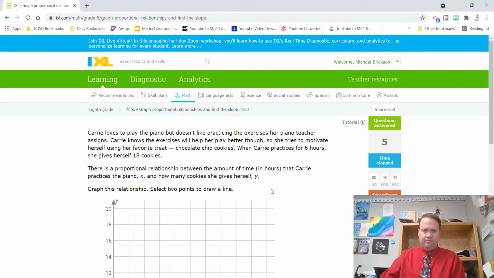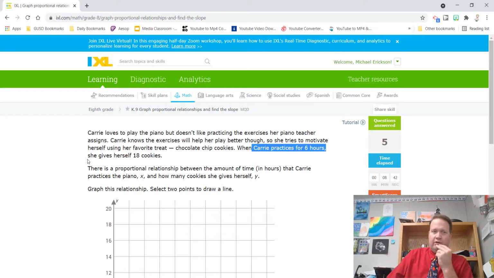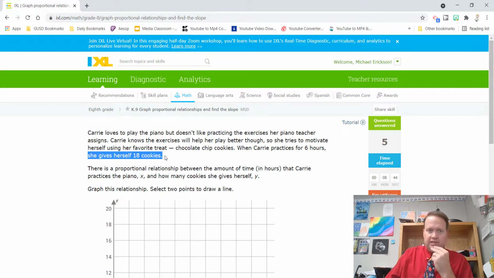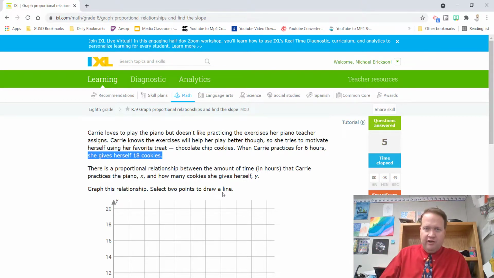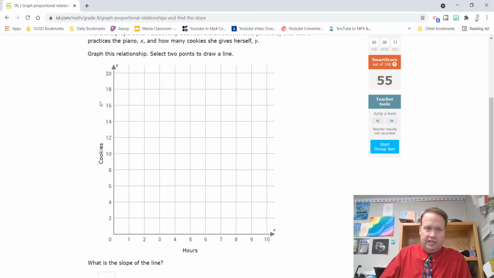I'm going to do one more. When Carrie practices for 6 hours, apparently she likes to eat cookies. So when she practices for 6 hours, she gives herself 18 cookies. So we're going to go, 18 cookies is up here. 6 hours is right there, and there it is. So I'm going to assume that if I don't practice, I don't get any cookies.